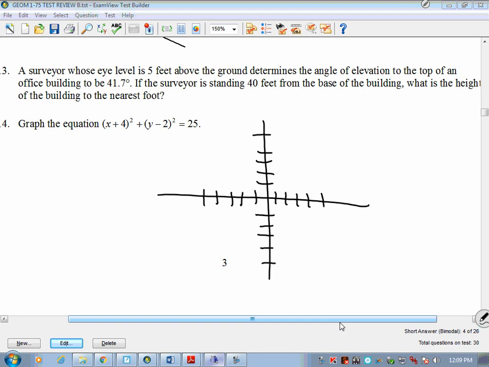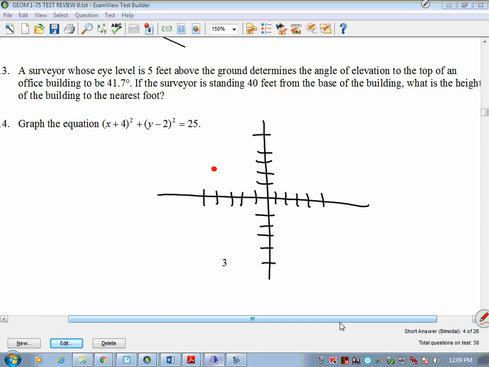-4, 2. Okay, so to the left 4, 1, 2, 3, 4, up 2. Okay, do we understand that? Do we understand how we went left 4 and up 2, even though it was positive 4 and it was -2? Okay, it's the opposite of what you think.